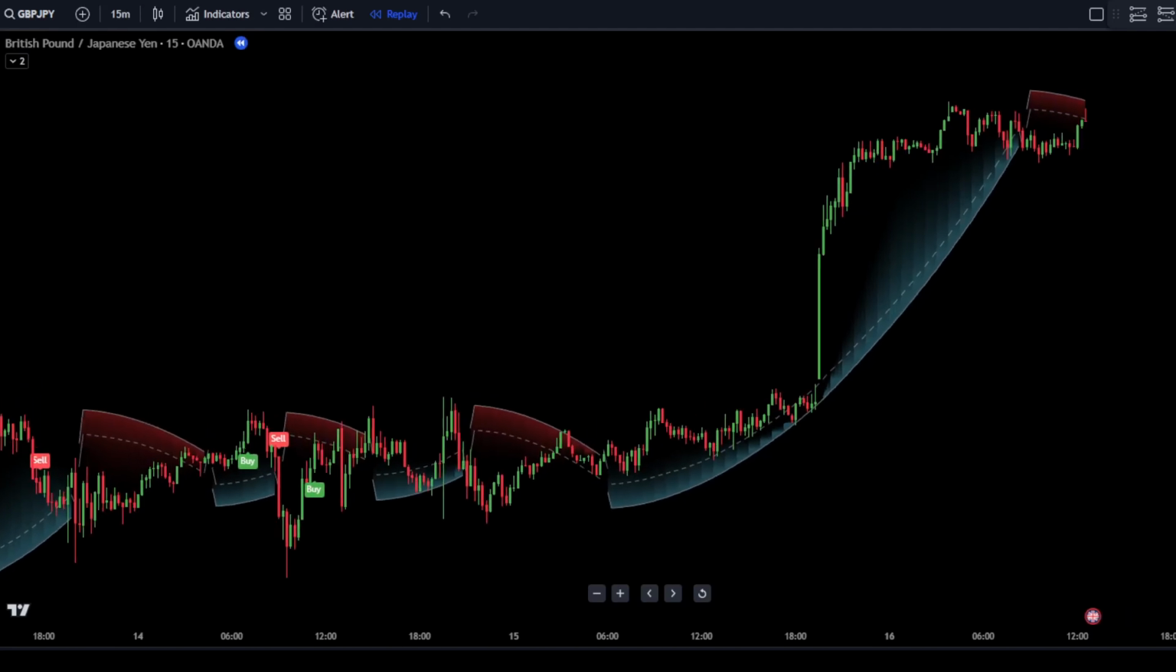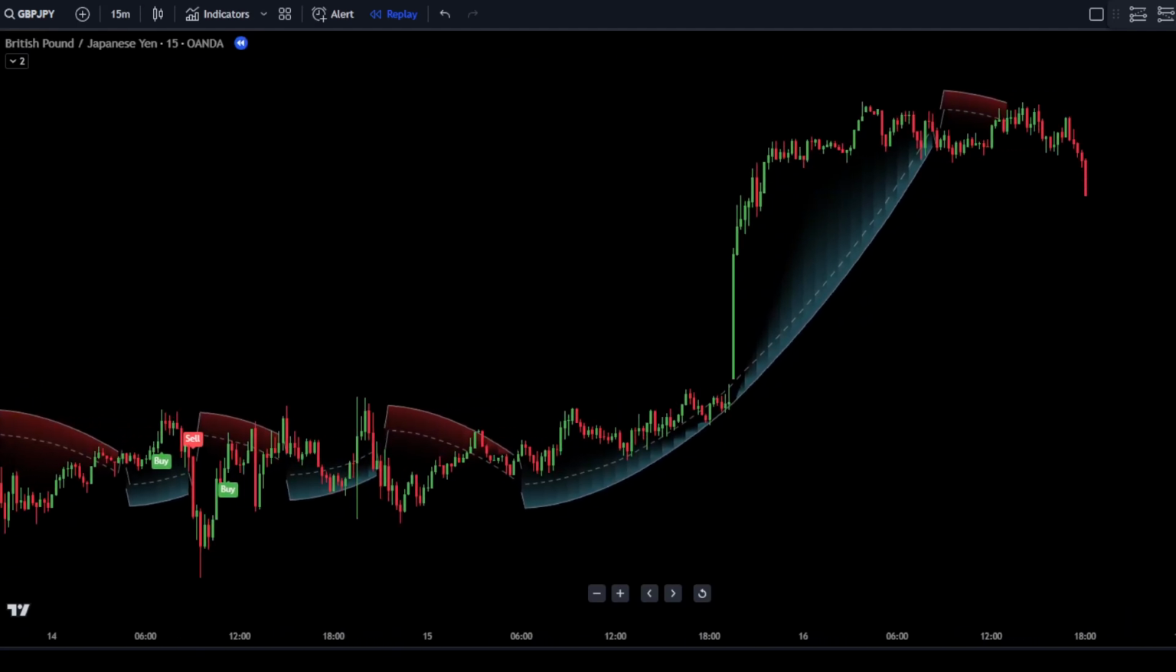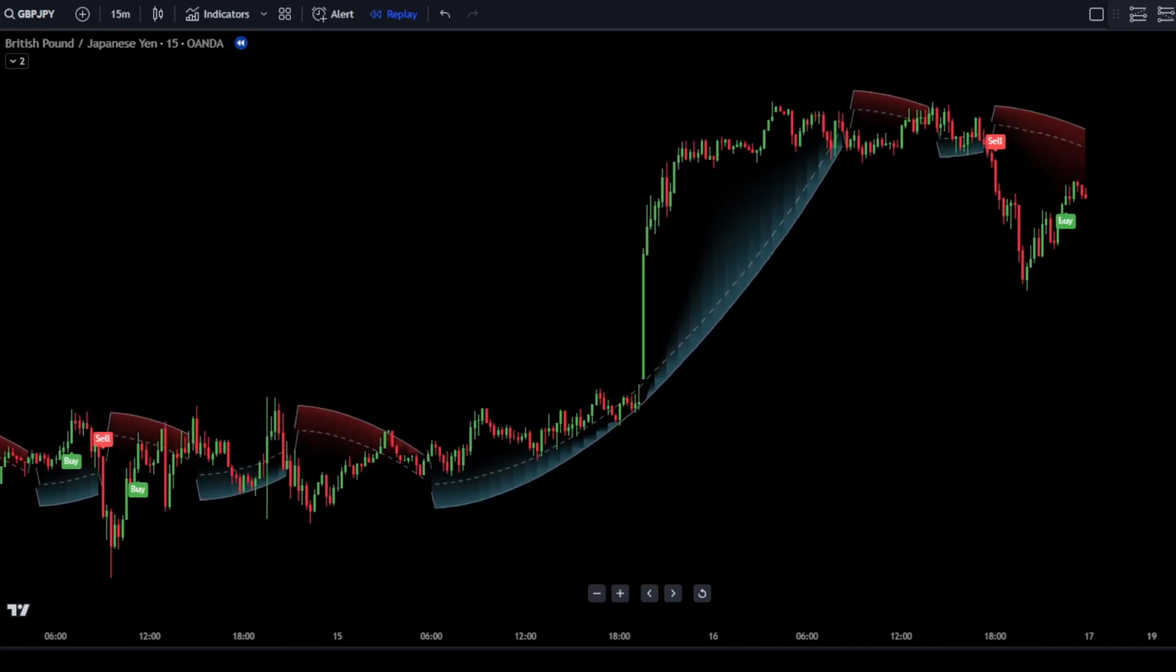This TradingView buy-sell indicator is highly accurate in showing the best points to place orders in the market.